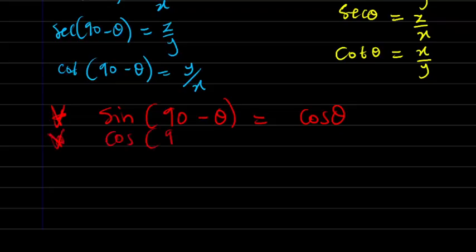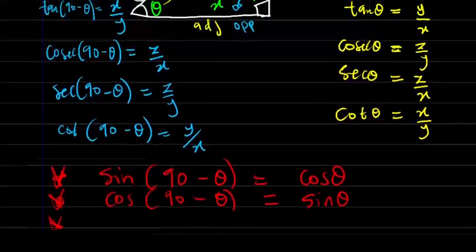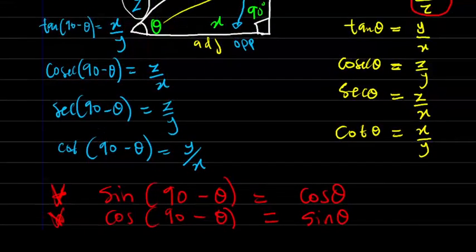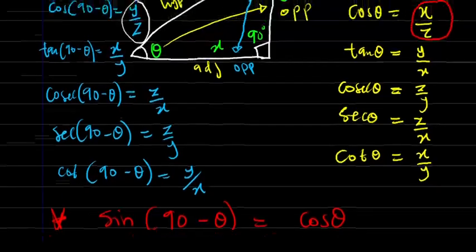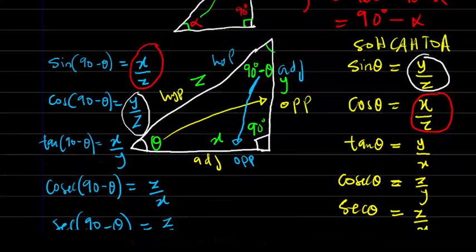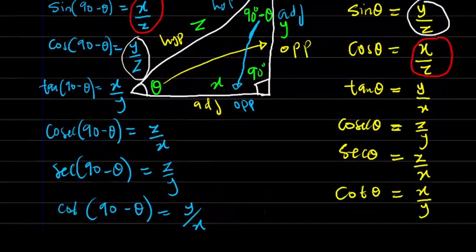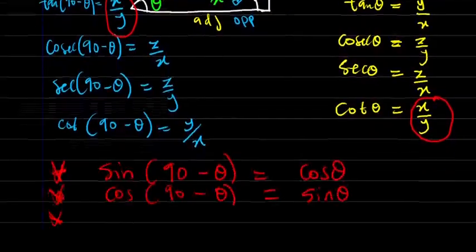Cos 90 minus theta is the same thing as sine theta. And the third one we are having here is tan. So we have x over y. And where do we have x over y? We have x over y here as well. That means tan 90 minus theta is the same thing as cot theta.